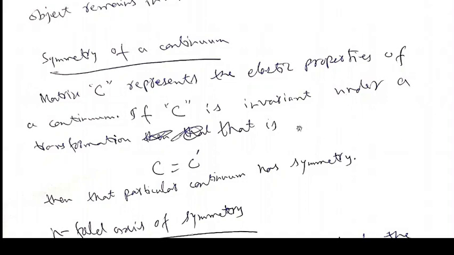If your C is invariant under a transformation, meaning you apply the transformation on C and you get a matrix C dash, and if C and C dash are the same, then that transformation will act as a symmetry transformation for this matrix C. So if this matrix C remains unchanged due to this transformation, then it means that the continuum which has this matrix C must have the symmetry.